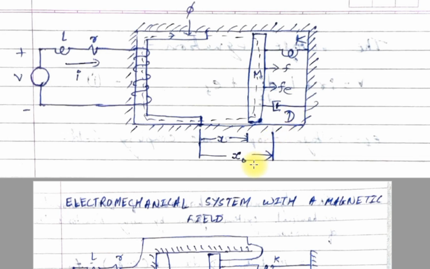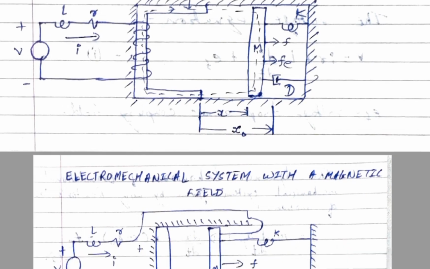and x0 denotes the equilibrium position. That means when there is no force acting on the mass m, at that point in time, what would be the position in which my block m is kept. So moving ahead to the system. Now this was the electromechanical system with a magnetic field. As you can see, it is labeled.